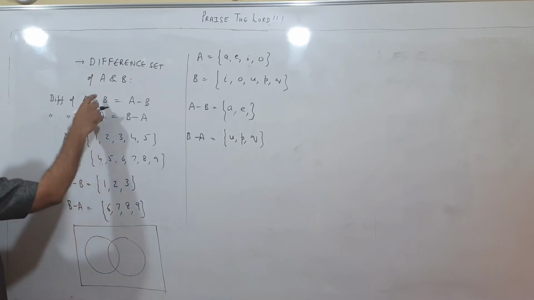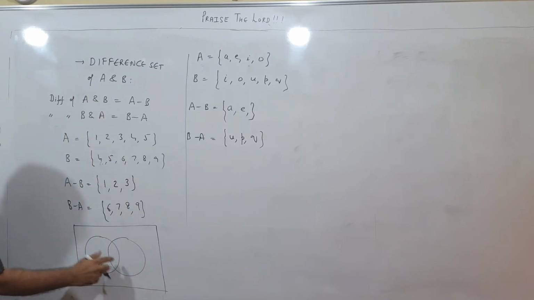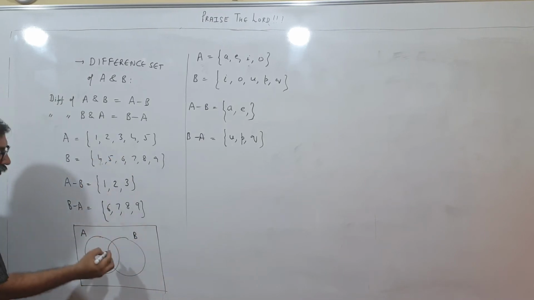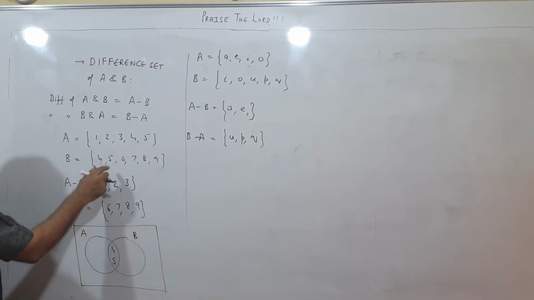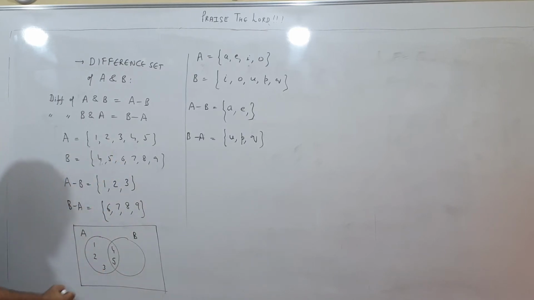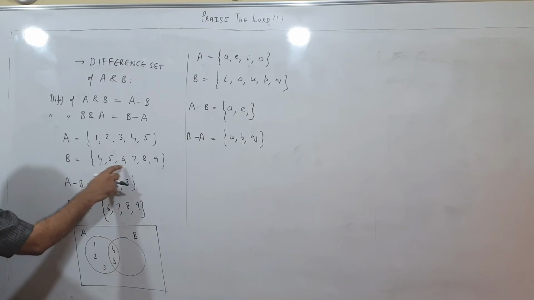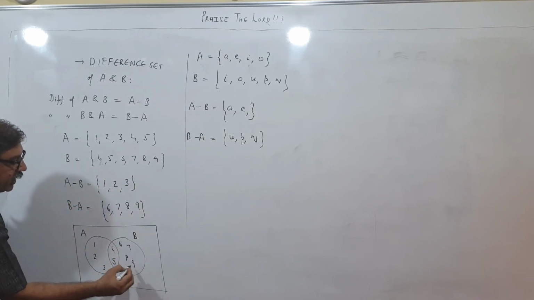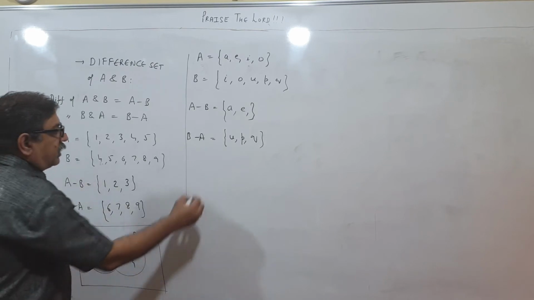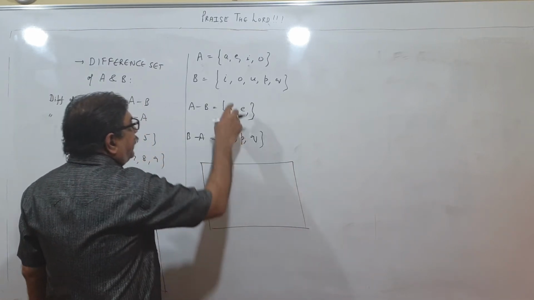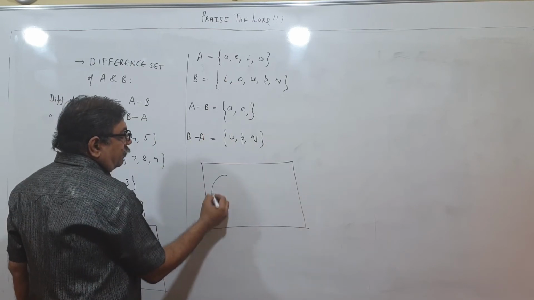Do they have anything in common? Yes, so we should draw an overlapping region. This is A and this is B. What is the overlapping region? 4 and 5 are common. A has 1, 2, 3, so 1, 2 and 3. B has 4, 5, 6, 7, 8, 9. So 4, 5 already written, then 6, 7, 8, 9. Here, if we look for any overlapping, yes, I and O.